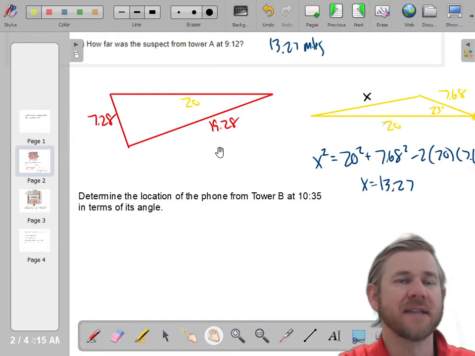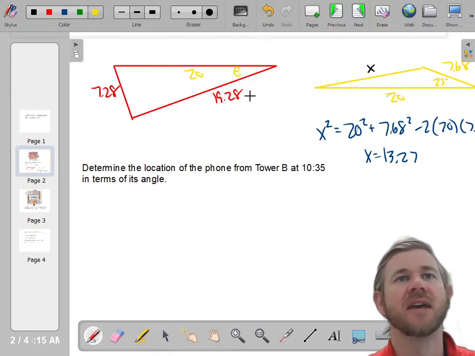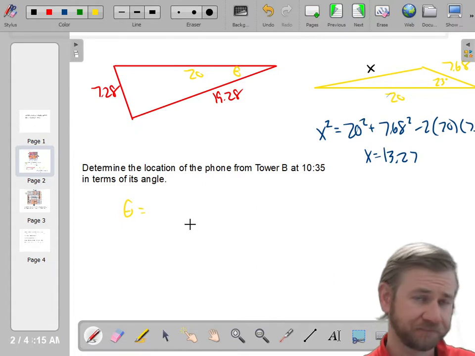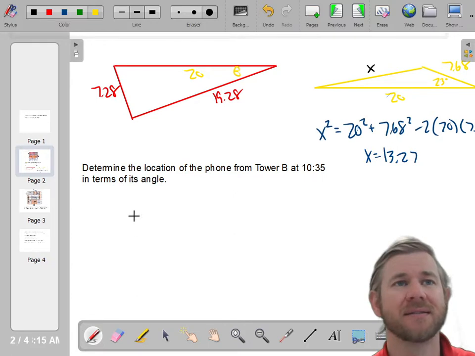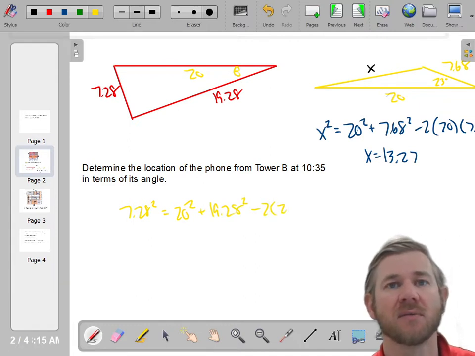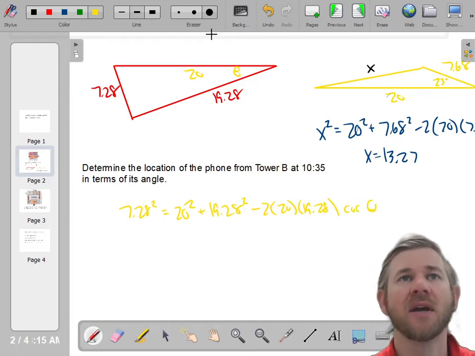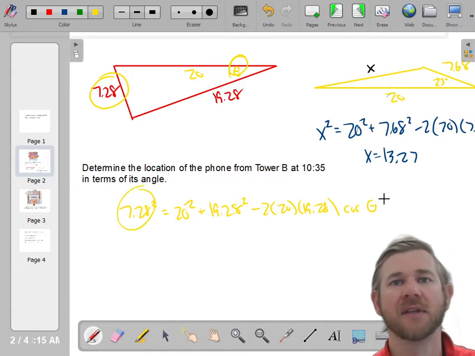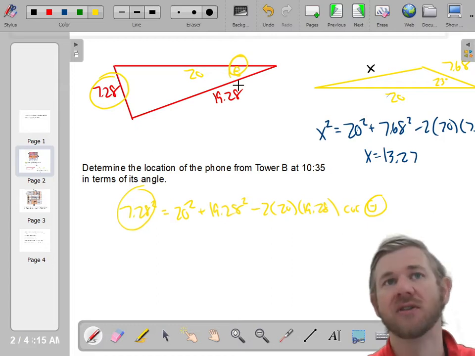And to find that angle, I have side, side, side here. So I'm going to use law of cosines, and I'll call this just theta. I'm going to have to write out the equation. This is going to be a little annoying. 7.28 squared equals 20 squared plus 19.28 squared minus 2 times 20 times 19.28 times the cosine of theta. So remember, the cosine of the angle that you're trying to find is always going to be opposite of the side. So in the formula, if this is your a squared, then you're solving for a.